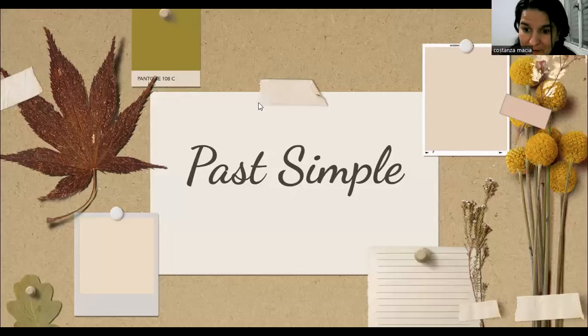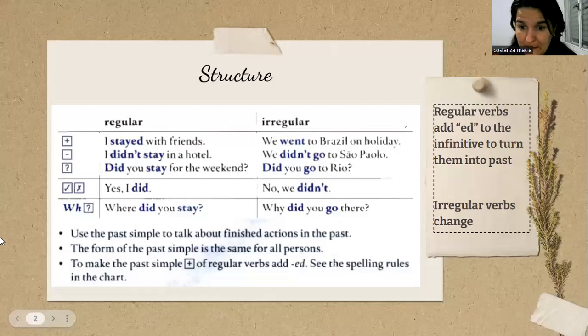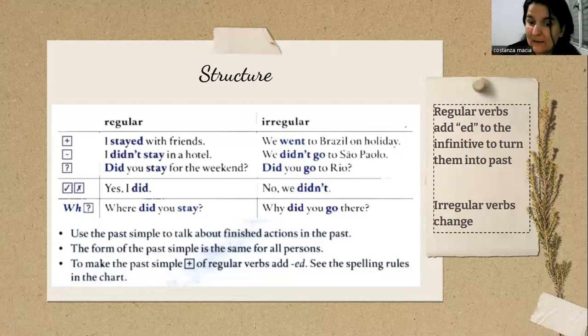Hi, today we're going to talk about the past simple or simple past. We use the past simple to talk about actions in the past, simply. And we use it to talk about finished actions. And the form of the past simple is the same for all the persons. For example, I went, she went, we went. All the persons with the same kind of verb.